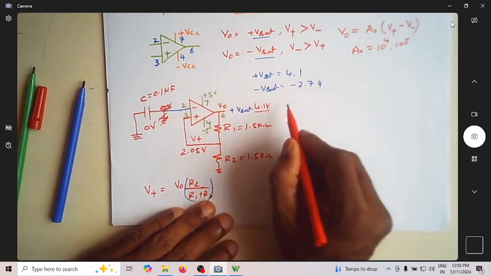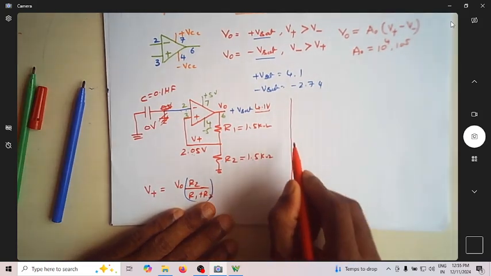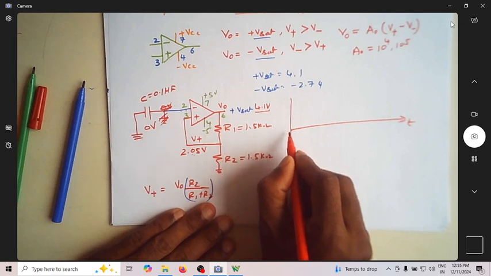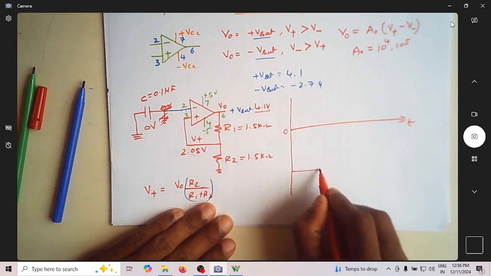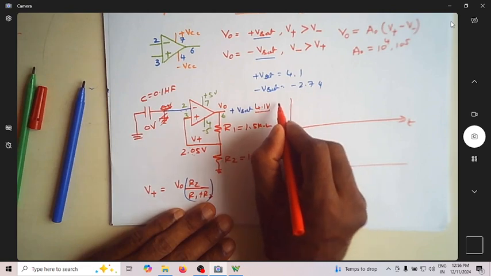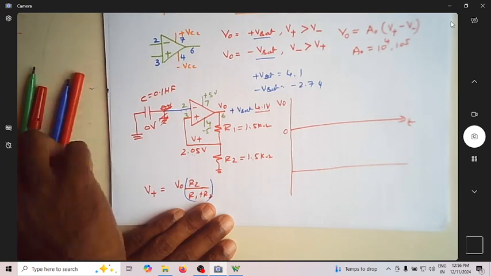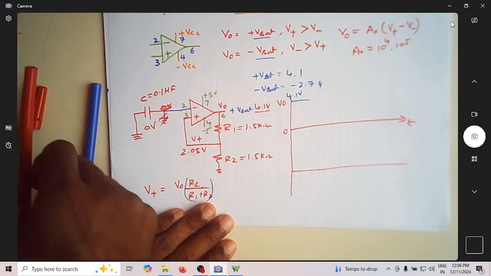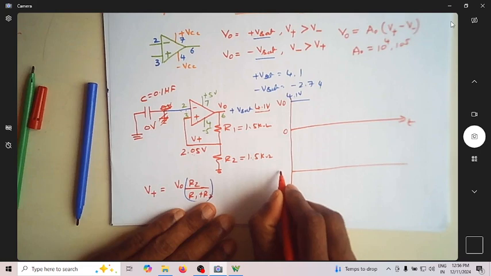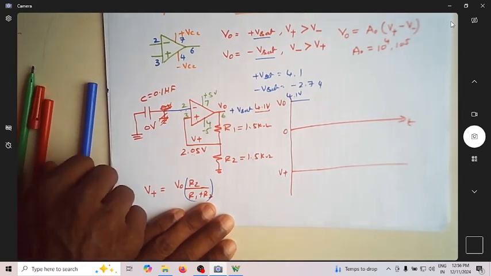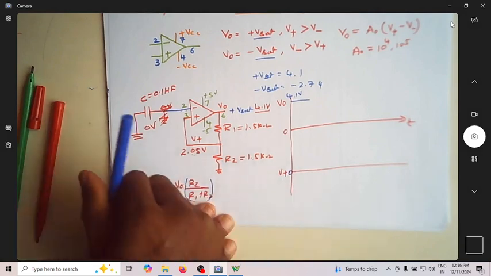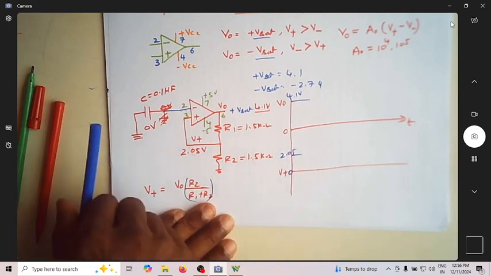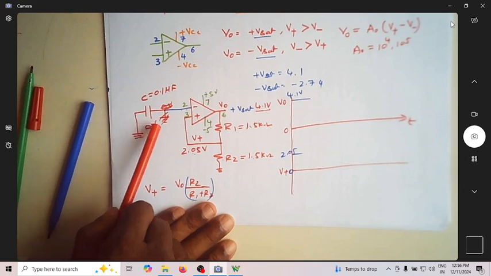Now let me consider this with respect to time. This is my capacitor voltage. Let me say this is 0 volt, and this is my V0. So V0 is at 4.1 volt. What is at V plus? At V plus, you have a voltage which is 2.05 volt. What is the voltage at this inverting terminal?